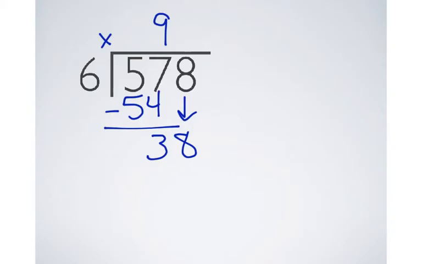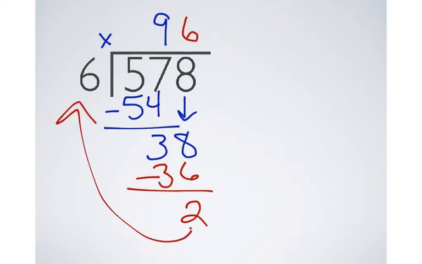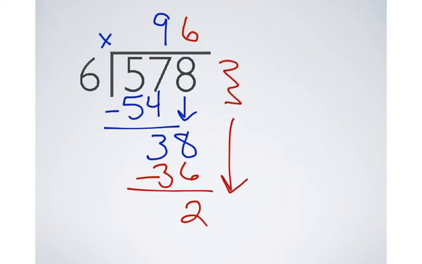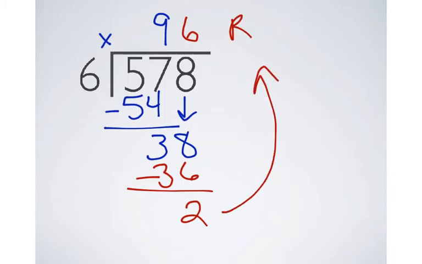6 times what number gets me close to 38 without going over? And that would be 6. So 6 times 6 is 36. That got me really close, leaving me with 2. Now, since this number is less than the divisor, I can't split that up anymore. And there's no other number up here to bring down, so it looks like I am done. I just need to bring that 2 up here and put that as my remainder. So 578 divided by 6 is 96 remainder 2.